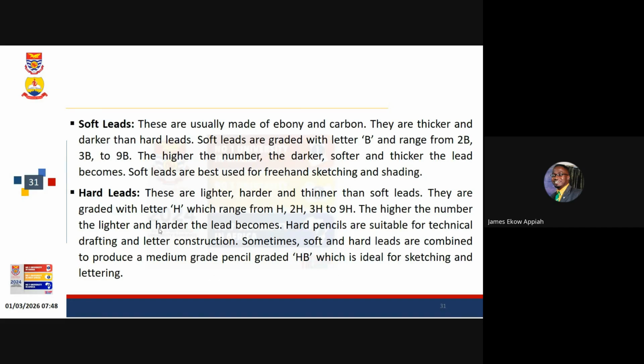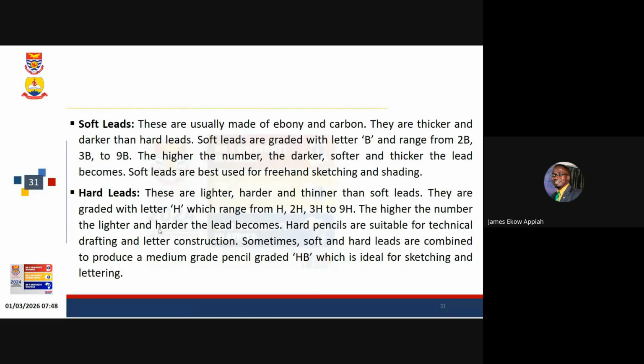So the clue here is that when you talk of the B pencil, the softer it is, determined by the number. When you pick 2B, it is soft and dark. But when you compare 2B to 3B, 3B is softer and darker than 2B. So the higher the number, the softer and darker that B pencil is. That is how it works.